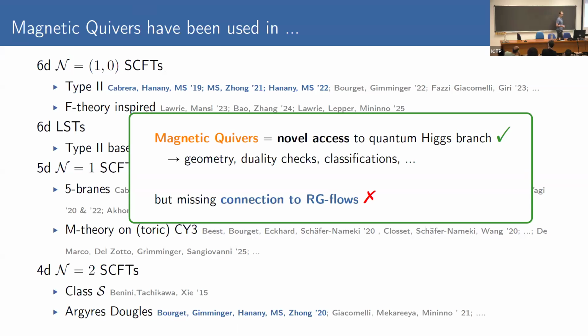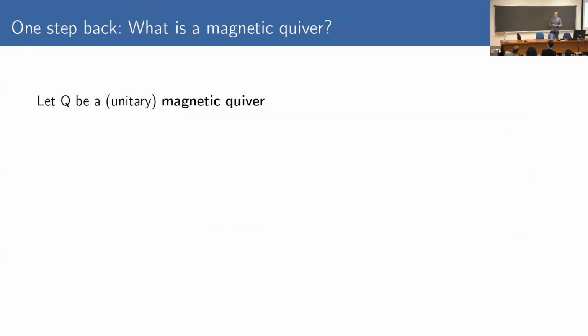One thing that I wanted to emphasize on the next slide is that there's also a very natural way of connecting it to the Higgs mechanisms or the RG flows. But for this, let me just go back, since I don't quite know what everybody's doing, at least for some people. What is a magnetic quiver and what do I mean?